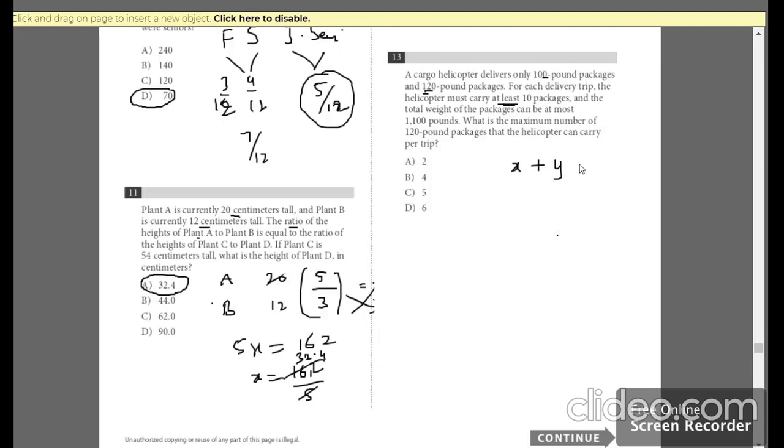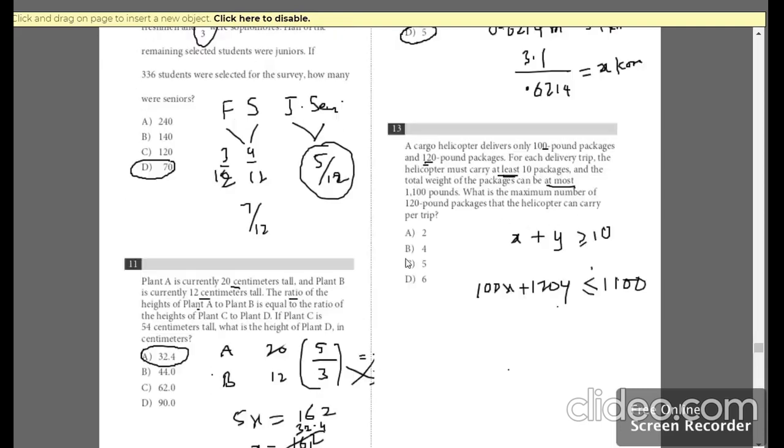Together this is at least, so it can be maximum more. So we can have greater than or equal to 10. And the total weight of the package is at most, means it should not go beyond 1100. That is, as we were discussing, 100 pound packages of X and 120 pound packages of Y, they will be at most 1100.